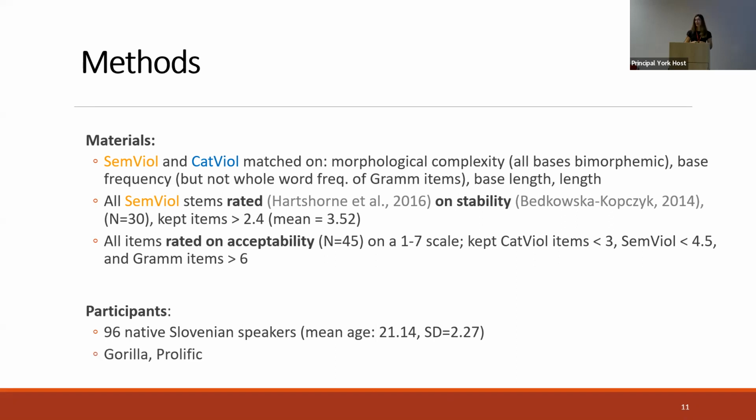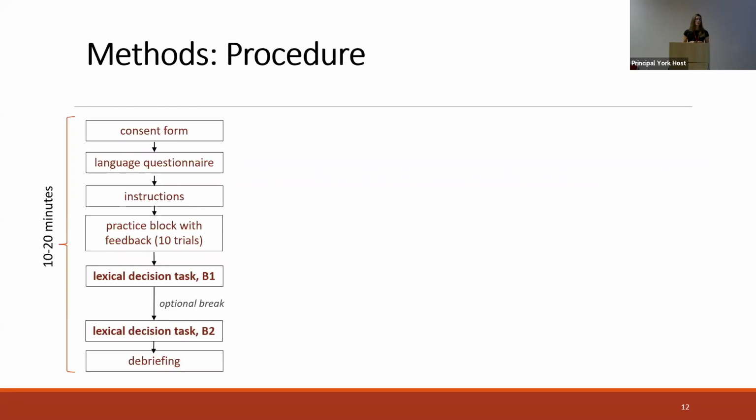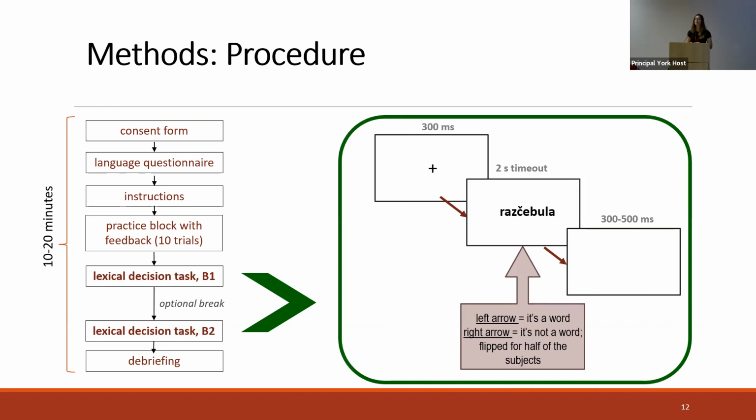This was run online through Gorilla software, and participants were recruited through Prolific. This was a lexical decision task that consisted of 2 blocks. We had around 240 items in total, preceded by a practice block. We also did a language questionnaire. It took around 10 to 20 minutes to complete, and at each trial, people would see a fixation cross for 300 milliseconds, followed by the screen with the item.